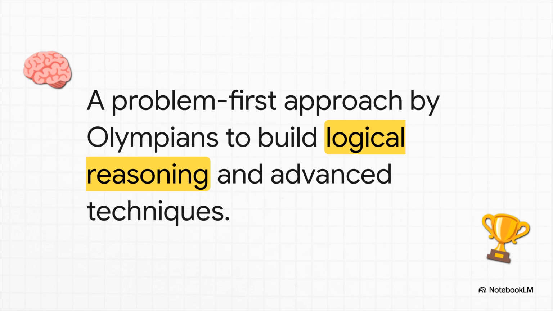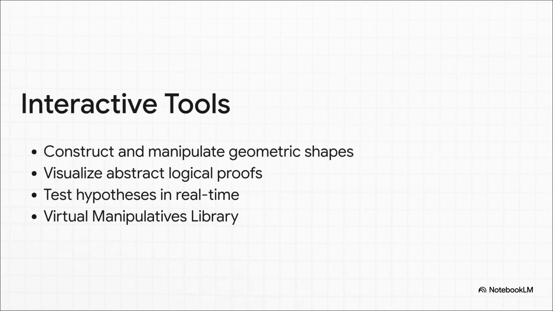The absolute best way to grasp these sophisticated principles is to just jump into an interactive geometry environment and start visualizing these solutions yourself. You really need to be able to construct and manipulate geometric shapes on the fly, visualize abstract logical proofs as they transform, and test complex hypotheses in real time. Platforms like the National Library of Virtual Manipulatives exist precisely for this reason. When you actually drag the vertices of a parallelogram and see the angles automatically adjust while perfectly maintaining their underlying logical rules, the abstract suddenly becomes incredibly concrete.